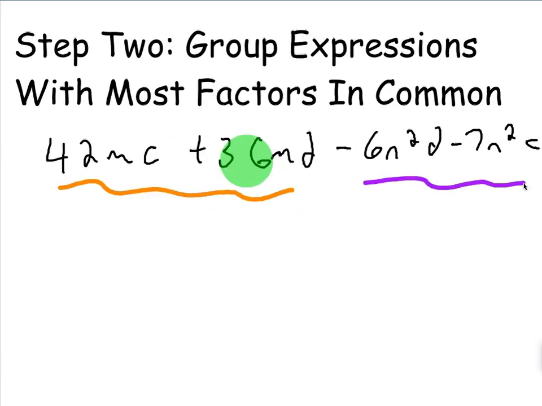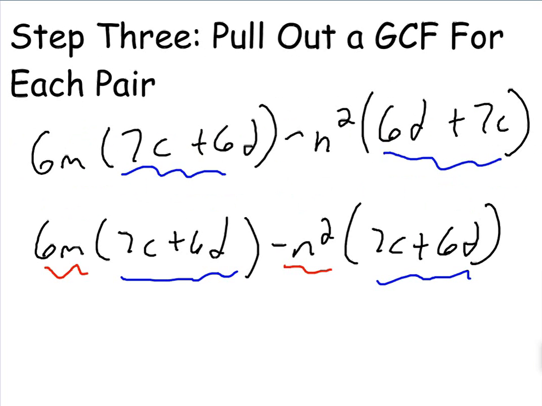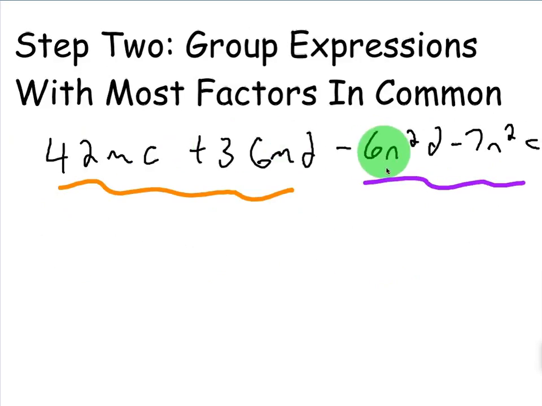Here's the second grouping. So what is the GCF of these two terms? 6m, thank you. And the GCF of these two terms? Negative n squared. Good, because they're both negative. Okay, so pulling out a 6m here, we are left with 7c plus 6d. And pulling out a negative n squared here, both of them are going to come positive. The numbers won't change, right? It'll still be 6d for this one and 7c for that one.